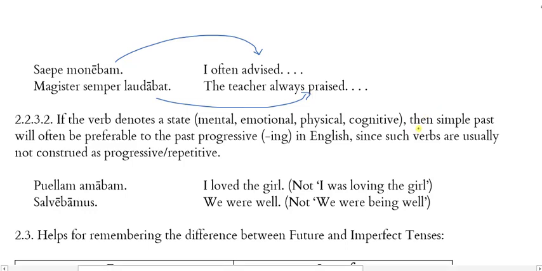Second caveat is this. If the verb denotes a state, this is called a stative verb. And that state can be a variety of sorts: mental state, emotional state, physical state, cognitive state. Then simple past will often be preferable in English to the past progressive form, the ing form, since such verbs are usually not construed as progressive or repetitive. So it'll sound odd to say was blinking as the translation value. And I'll show you what I mean here with two examples.